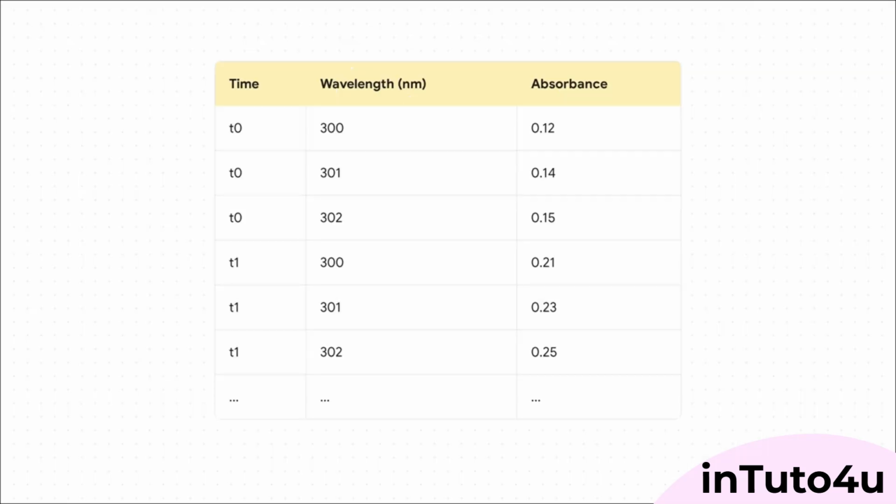But when you add that third one, things get complicated. And if you're looking at your data like this in a raw table, good luck. Your eyes just glaze over. You could have time, wavelength, and absorbance, but trying to find any real pattern in this wall of text, it's almost impossible for our brains to process. You just can't see the big picture.